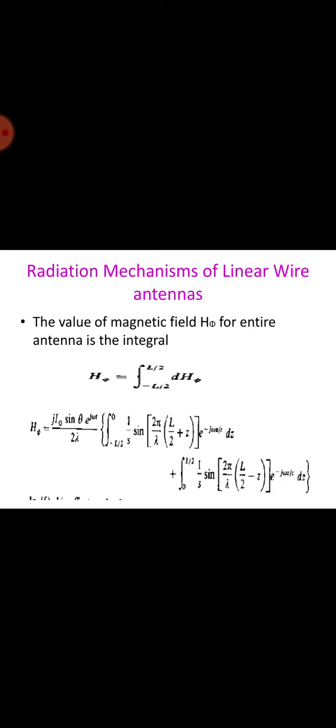It will suffice to calculate H theta or H phi. The value of the magnetic field H phi for the entire antenna is the integral of this equation over the length of the antenna. Thus, H phi is equal to the integral from minus L by 2 to L by 2 of dH phi. Now introducing the value of dH phi in this equation and substituting, we get H phi is equal to j I sin theta e power j omega t by 2 lambda into the integration parts from minus L by 2 to 0 and 0 to L by 2.